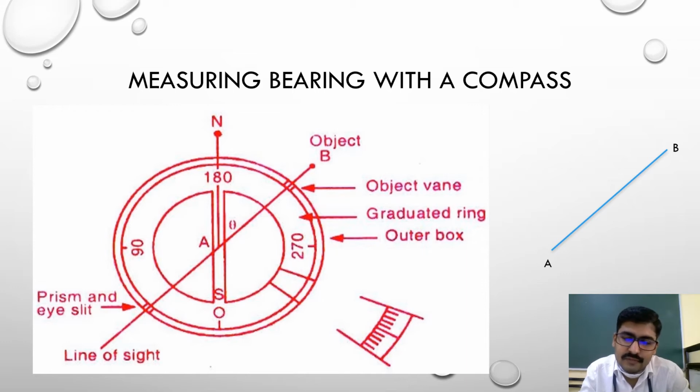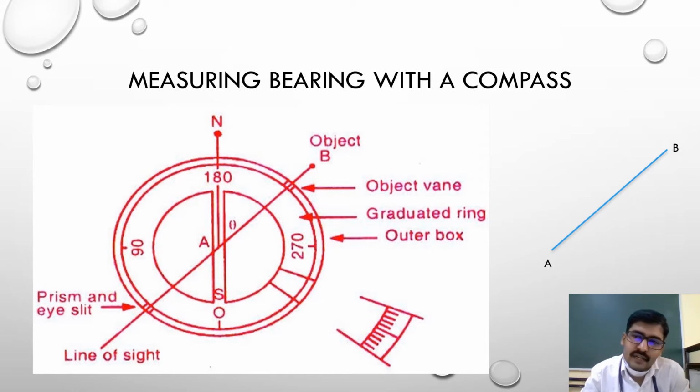So when you have kept the compass on point A, you are supposed to rotate the compass and have the line of sight along point B. So you should be sighting through the prism, right? And the object vane must be towards point B. The object vane will have an opening, right? And at the center of the opening you will have a thread attached. So that thread should be exactly over the ranging rod when you see it through the eye slit.